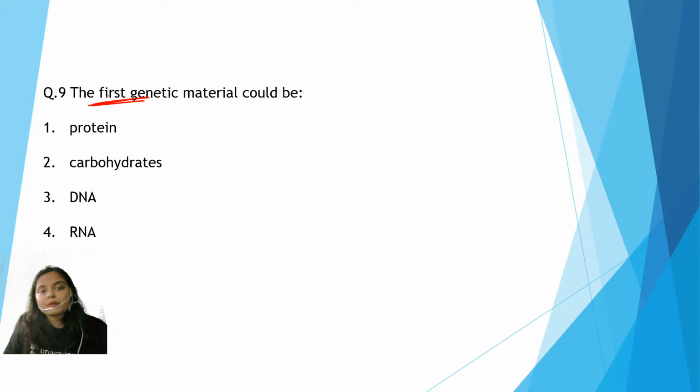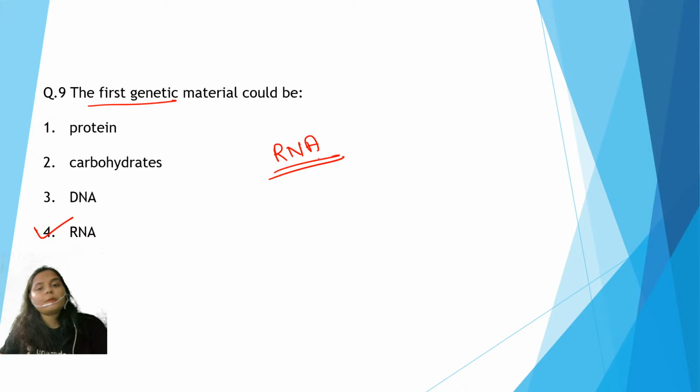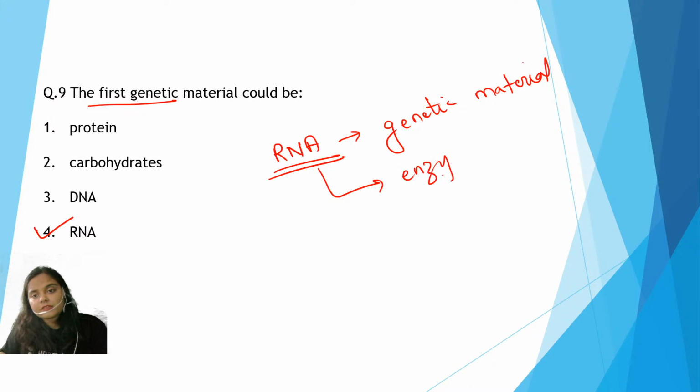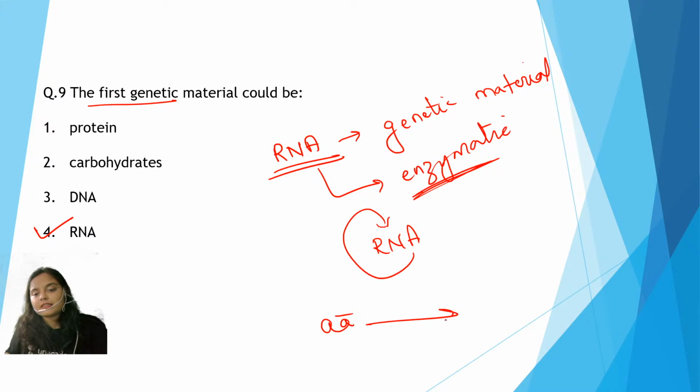So guys, remember the RNA world. The RNA world was the dominant world at that time. So the right answer is RNA. The first genetic material was RNA, and it has a dual property. It has the property of acting as a genetic material, and it also had enzymatic activity. So this RNA molecule was able to replicate itself, and because of its enzymatic activity, with the help of amino acids, it synthesized the formation of proteins, right?